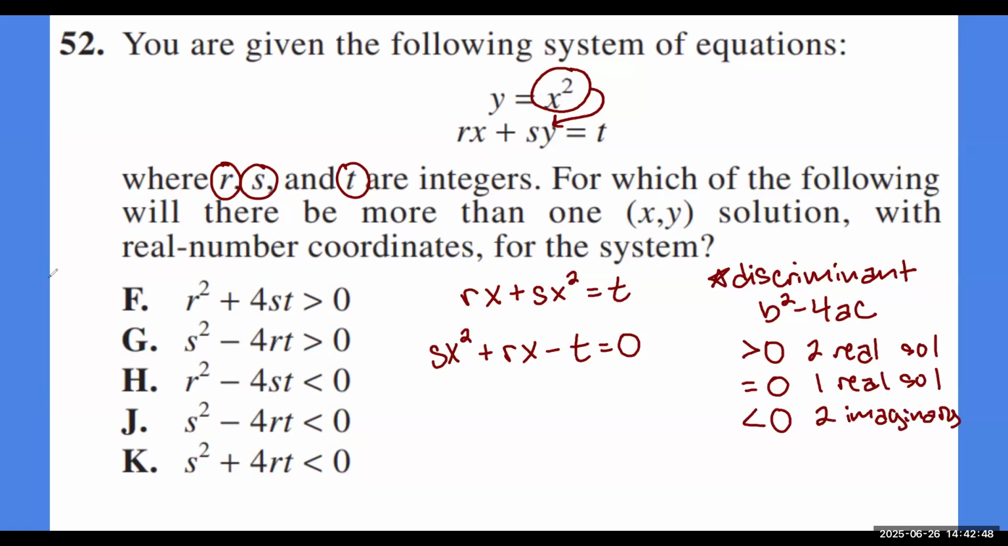Okay, so we are going to look at b squared minus 4ac. So if you think about your a, b, and c, we have a, b, and c. So I have b squared minus 4ac. None of my answer choices look like that, so I need to do a little bit of simplifying. I get a positive 4st. So I have r squared plus 4st. And for it to have more than one solution, it would have to be greater than 0. So the correct answer is F.